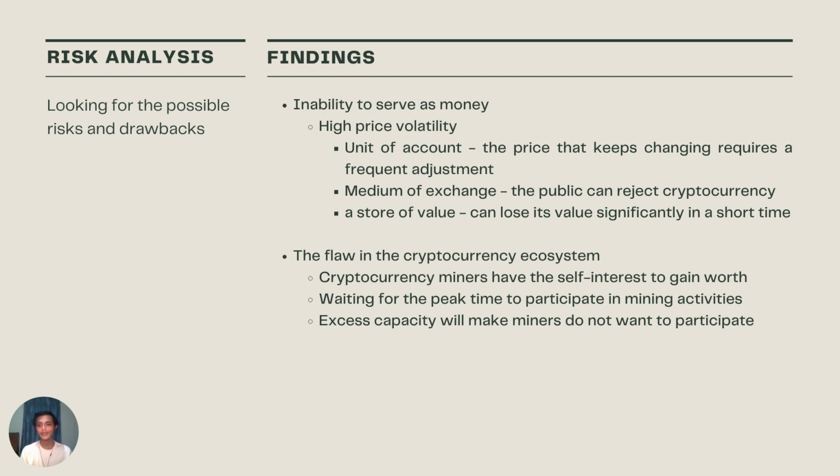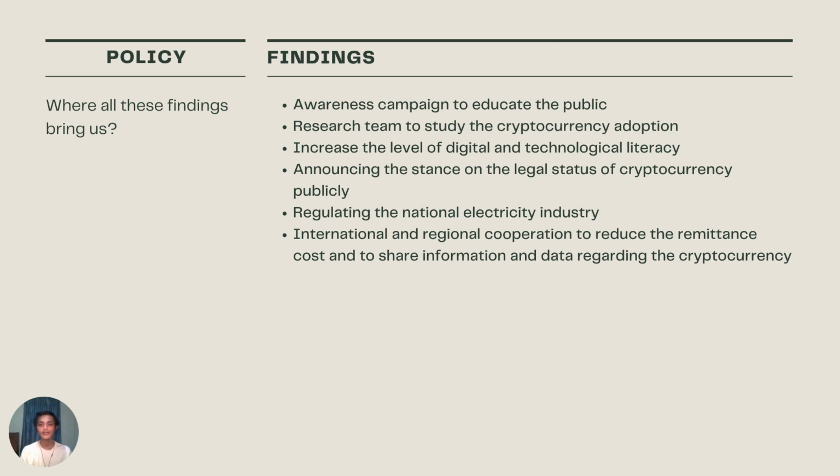Last but not least, the cryptocurrency system also has a flaw. This is because cryptocurrency miners have the self-interest to gain wealth from the system. They prefer to wait for the peak time to participate in mining activities because during this time, the fees offered by the users are high for their transactions to be added to the ledger. To solve this problem, the capacity of the system can be increased, but this is unfavorable to the miners because they will be paid with a lower fee, which makes miners not want to participate in mining activities. This ultimately can collapse the cryptocurrency system.